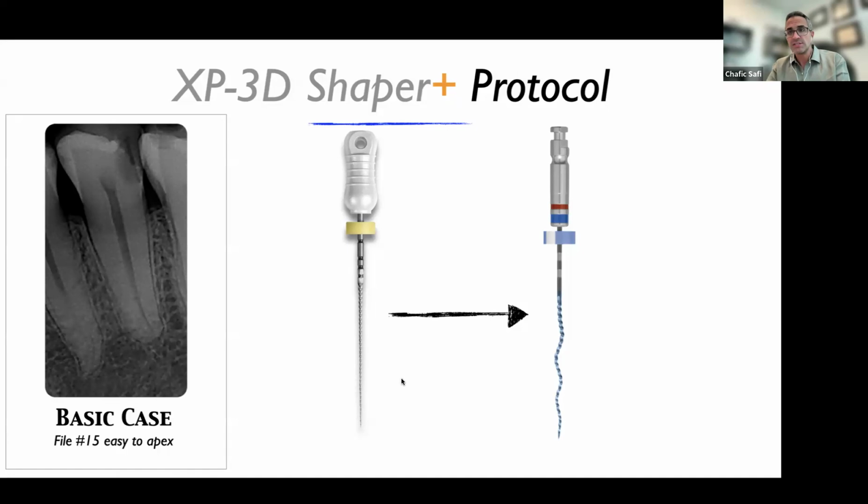So, for example, if you have a basic case, a case whereby we are dealing with a simple tooth that is not calcified, there are no curves, where we could take our number 15 hand file and easily reach the working length, one can easily jump from a 15 hand file right away to the XV Shaper 3D Plus without employing the XV 3D Scout. But these cases are less likely to be seen in practice, of course, with everything that we see as complicated cases.